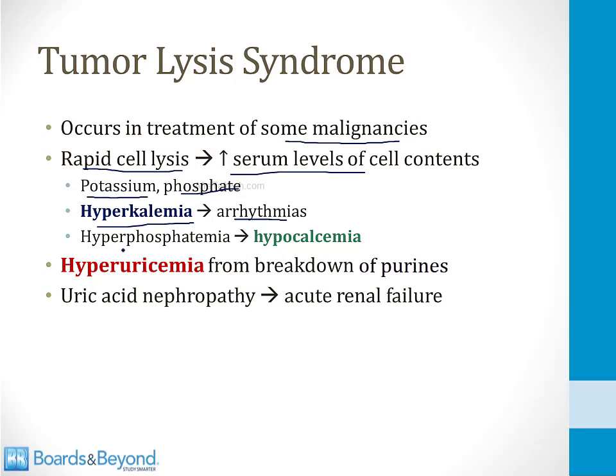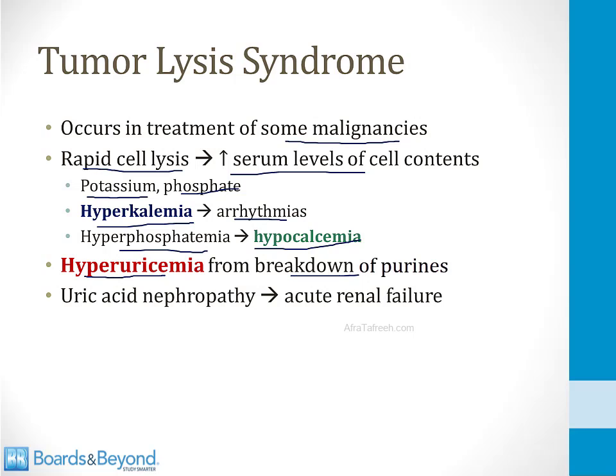In addition, the hyperphosphatemia can lead to the binding of calcium and phosphate, and this can lead to hypocalcemia, which is also a major problem in the tumor lysis syndrome. In addition to hyperkalemia and hypocalcemia, however, hyperuricemia is also a major issue in the tumor lysis syndrome, and this is from the breakdown of purines found inside those cells.